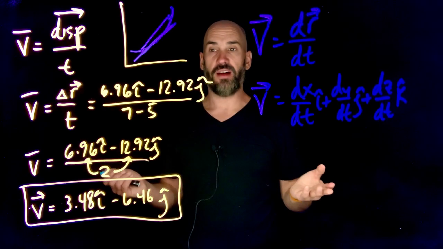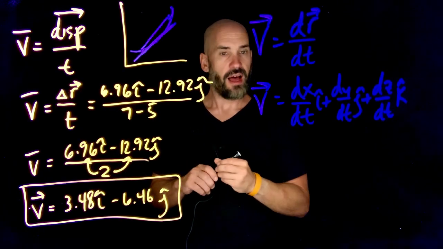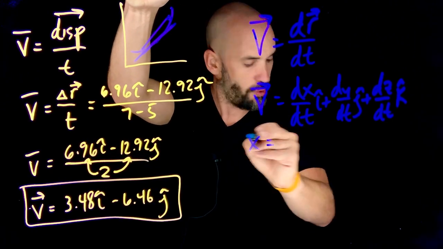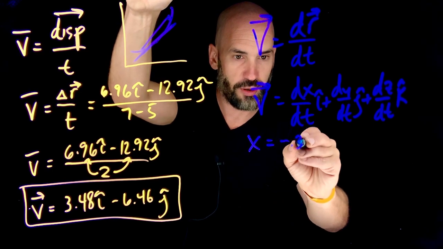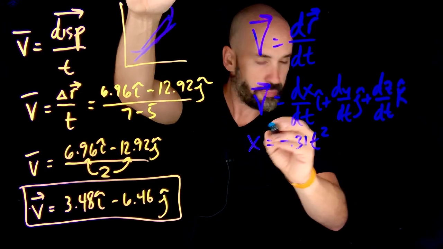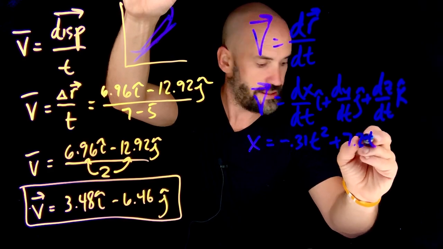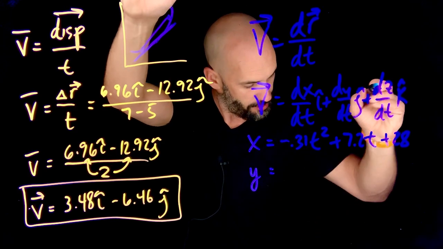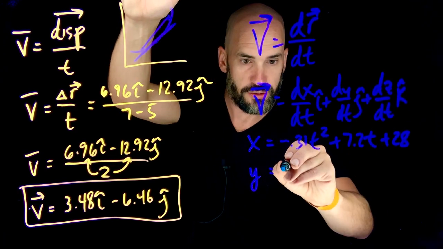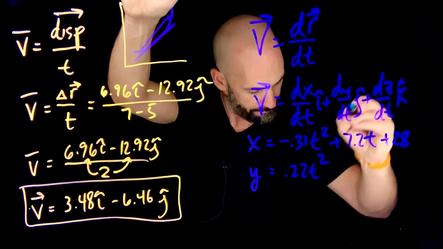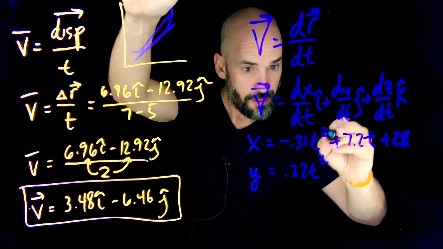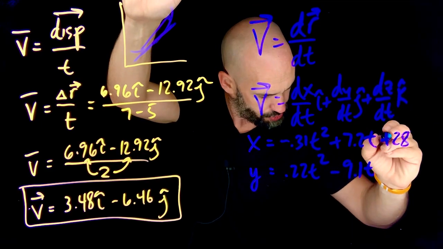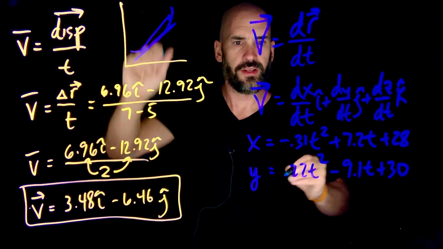And so in the case of the rabbit, what would that look like? Well, the rabbit, if I remember correctly, the x component was negative 0.31 t squared plus 7.2 t plus 28. And the y component was 0.22 t squared minus 9.1 t plus 30. Correct? Cool.